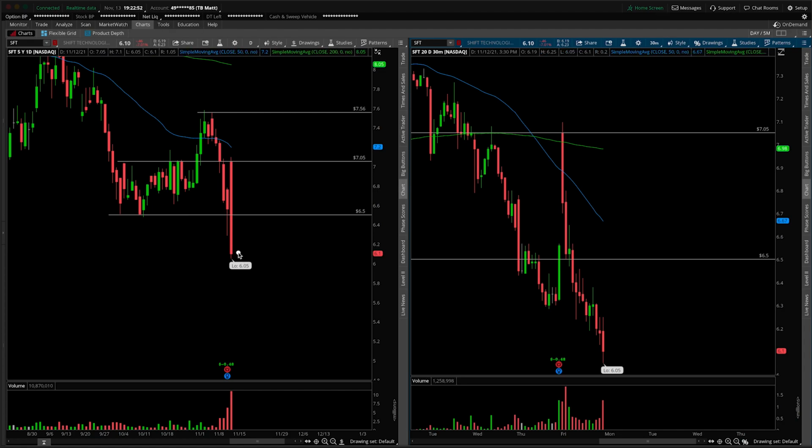Double bottom is a favorite of ours. And then we also have the inverted head and shoulders, which is another favorite of ours. So that's what I would really watch out for here inside of Shift. Clearly the move was lower. We'll wait and see how it unfolds.